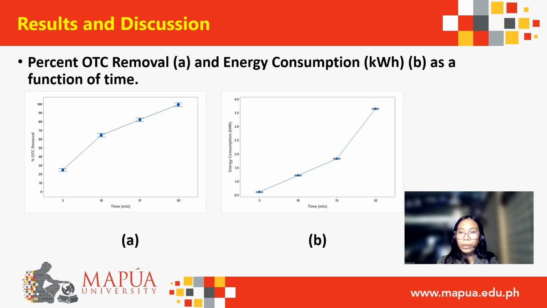So this result indicates that the electrocoagulation process can effectively remove OTC from the wastewater effluents, but it comes at the expense of increased electricity consumption. So therefore, this finding highlights the importance of balancing the removal efficiency with the energy consumption.